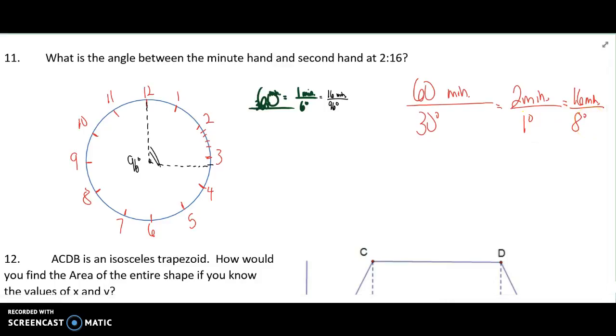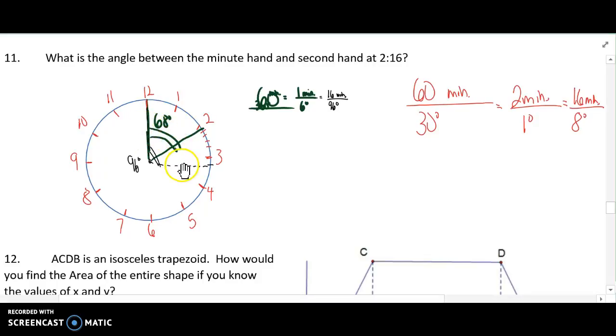So what I know then is that the hour hand, going from straight vertical at 0 degrees, is rotating by 30 degrees to get here, another 30 degrees or 60 degrees to get to the 2, plus another 8 degrees. So then this angle is 68 degrees.